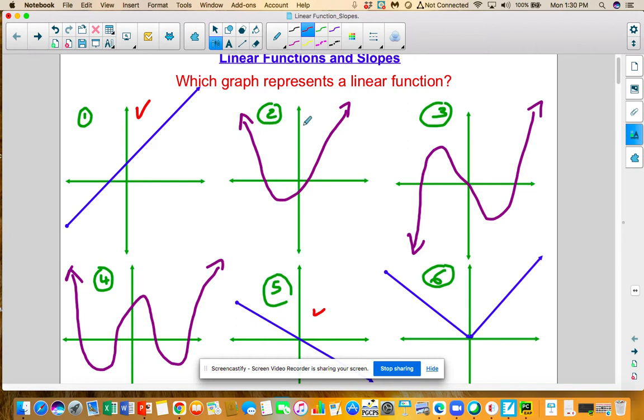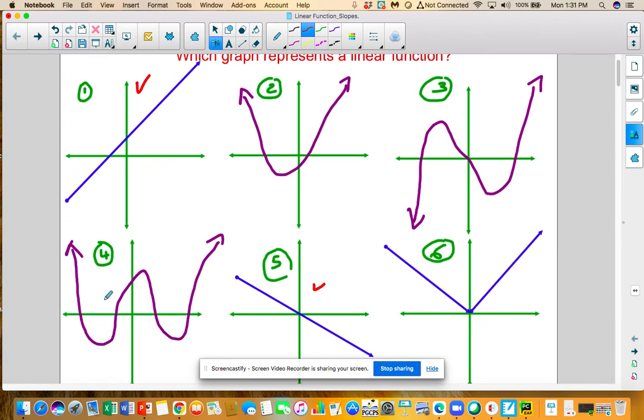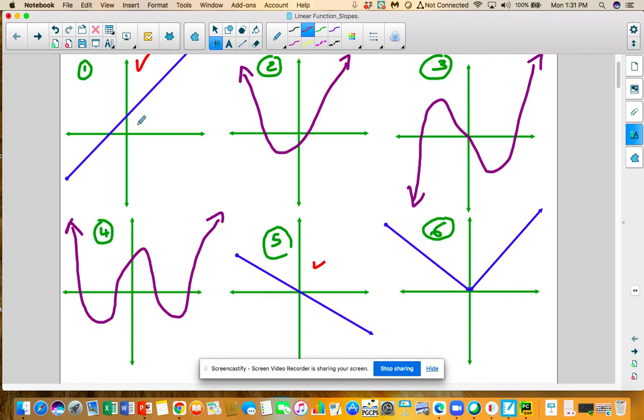The other graphs represent different types of functions, but none of them are linear, right? Quadratic, graph number 2, quadratic function, cubic function, absolute value function, number 6, okay? And quartic, number 4. Those are functions that you are going to study later, but right now our focus is linear functions, and the graph of a linear function again is a line.